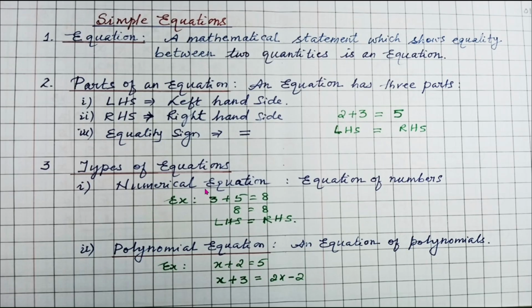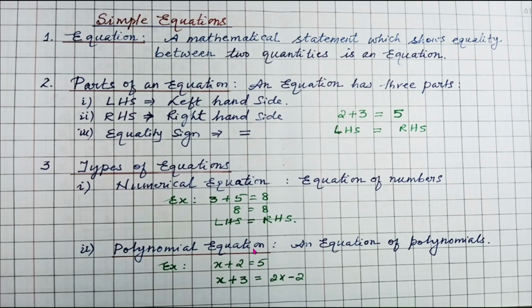Now there are different types of equations. We have got numerical equation, and the numerical equation is an equation of numbers. So if you add 3 plus 5 is equal to 8, 8 is equal to 8, LHS is equal to RHS, therefore it is an equation of numbers. That is called a numerical equation.